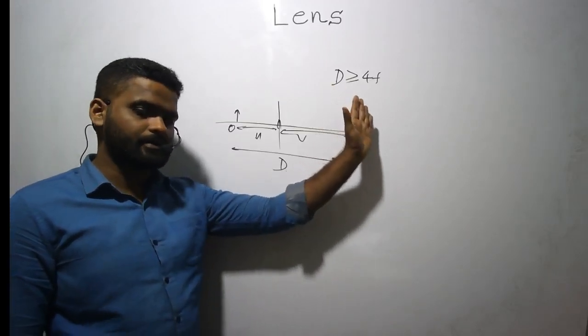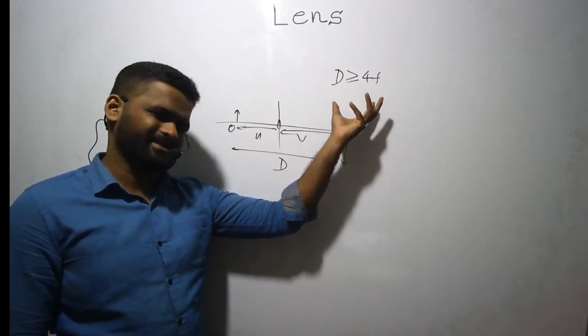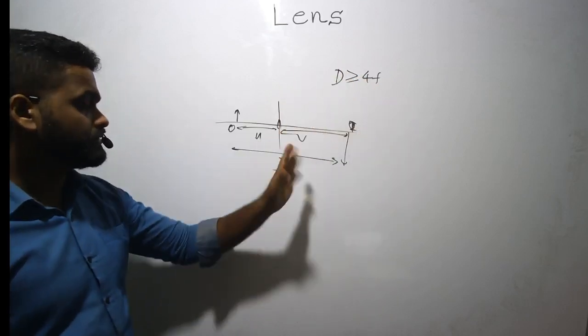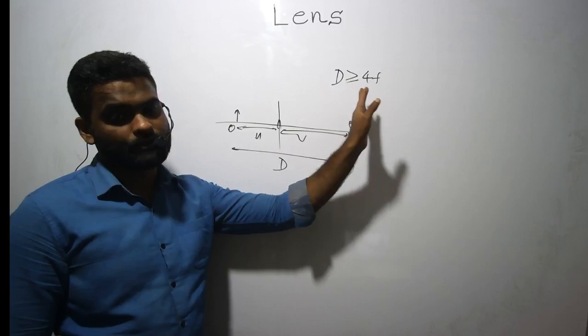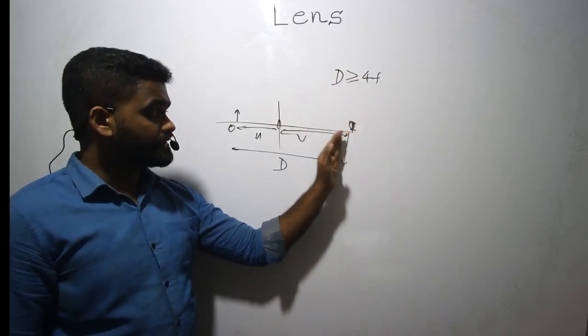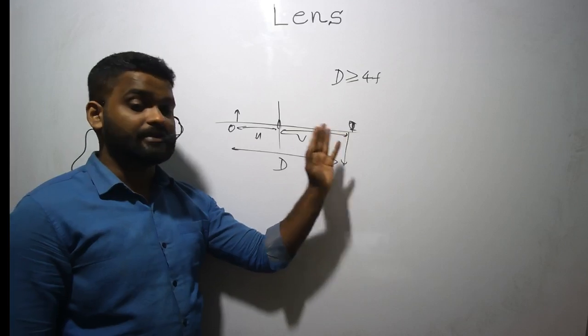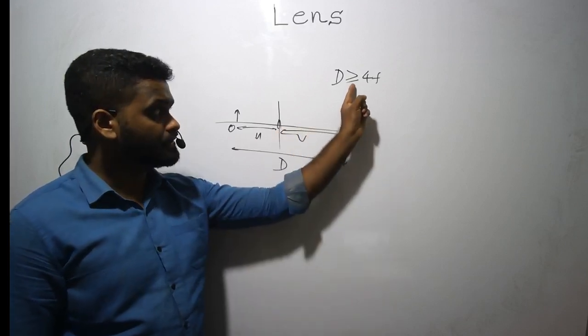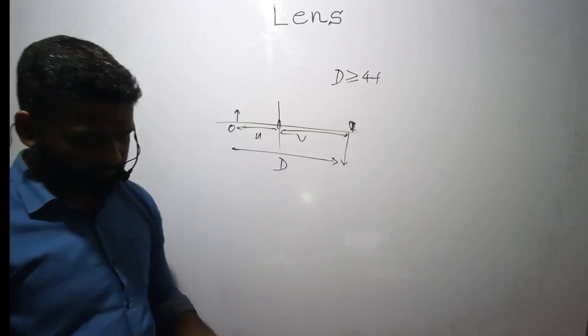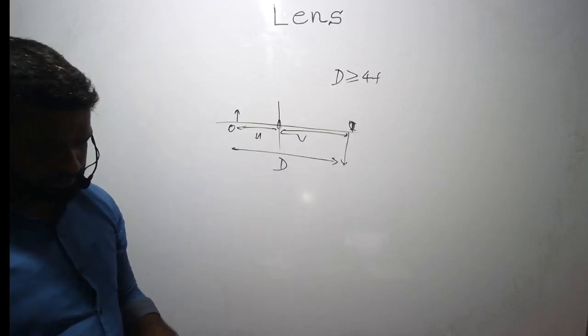We can derive this, but it is not in the syllabus, right? It is a simple derivation, but it is not included in the syllabus. You just have to know this. In order to form real images, this is the requirement. The distance between object and image, real image, should be greater than or equal to 4F. Okay, take it down.